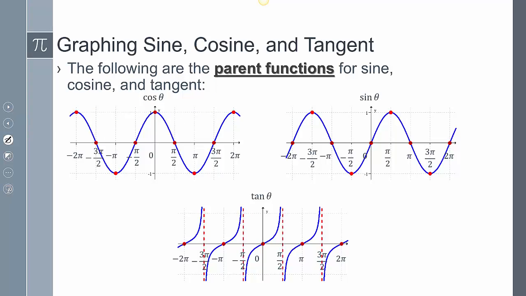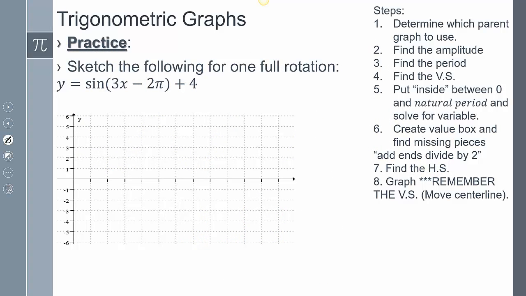Now remember, these are our parent graphs, and so we use these images to help us graph here. And so for this one here, it says, sketch the following one full rotation. So the first phase is I need to go through and I need to describe my graph. So for example, it's sine, so I know that I have a parent graph that looks like this. And so there's my sine parent graph. I have my amplitude, it's going to be 1.